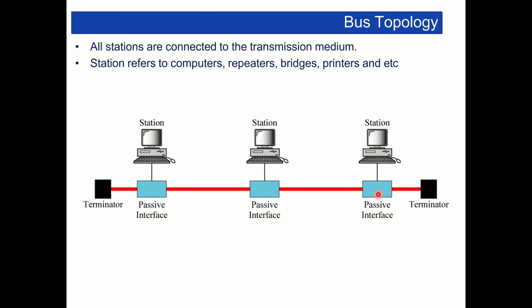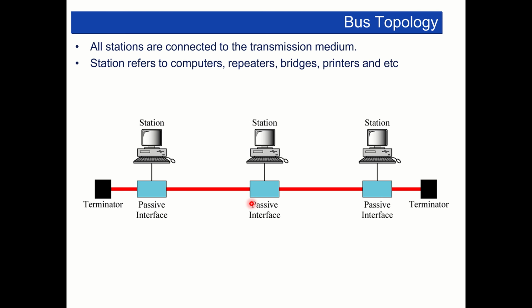So the bus is terminated at both ends with terminators here to prevent signal reflection. So each station is connected to the bus via a passive interface here. So if you have three stations, so you will have three passive interfaces. So here the communication is typically unidirectional along the bus, and this given topology is simple and suitable for a small network, but it has limitation in scalability and fault tolerance.